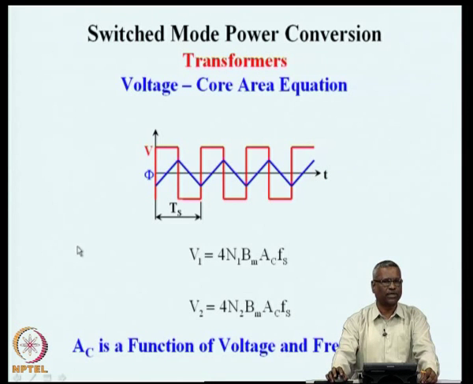and this is the reason many times when you want to excite a transformer at constant flux, it is necessary to maintain the relationship of V by F as constant. You would have come across in many places V by F constant excitation of transformer that relates to constant flux operation of a transformer. The important point is core area is now a function of voltage and frequency.